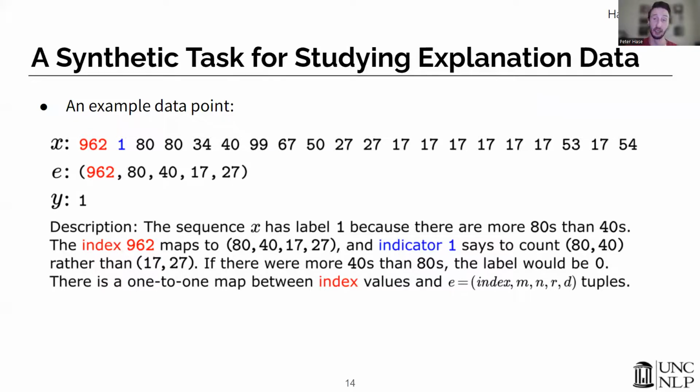And if the index had been a different number, then we would be considering a different explanation entirely. With different numbers, we might need to count different things. Different data points in our task vary in terms of their explanations and the random distractor numbers in the input that will never need to be counted.